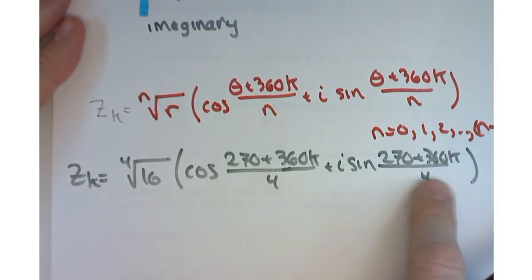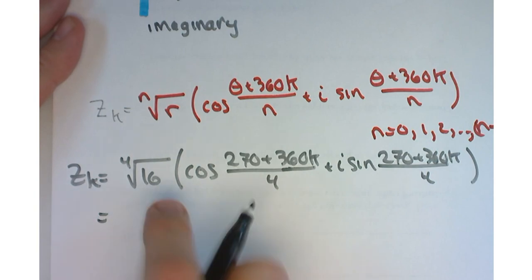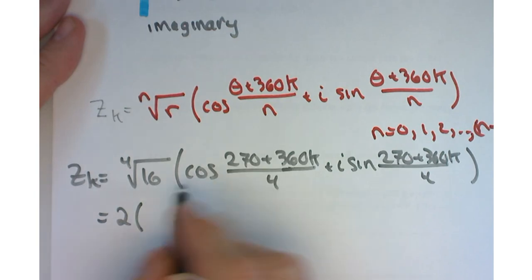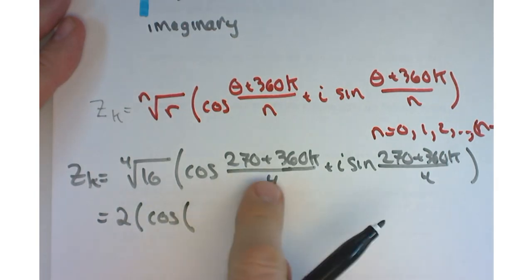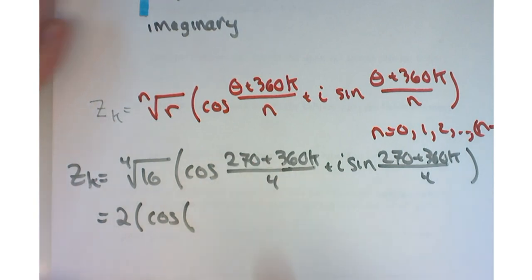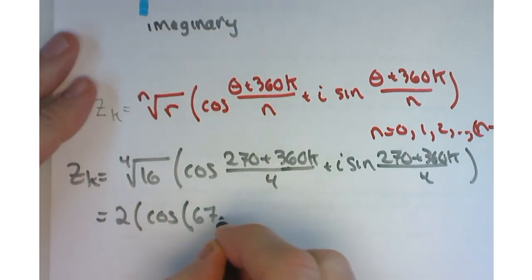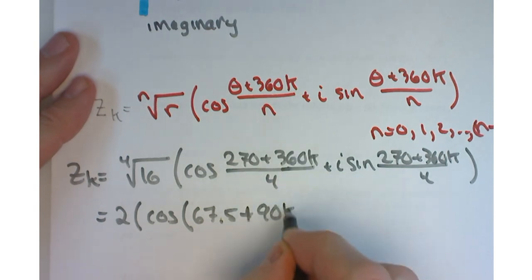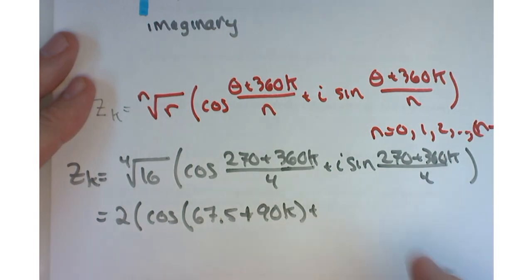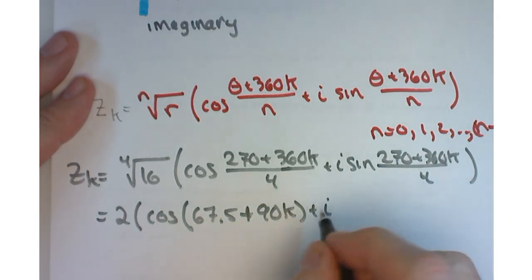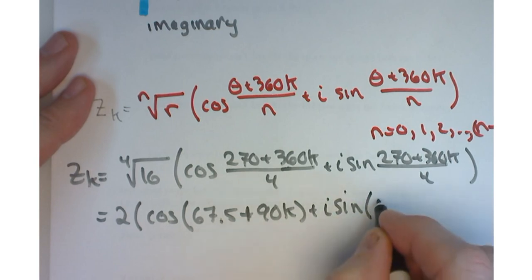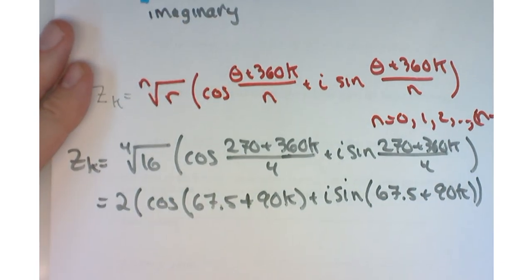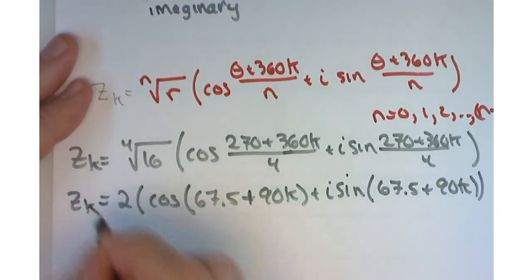Now before I start writing down the individual values, it's worth a moment to simplify this as much as possible. The fourth root of 16 works out to be 2. This is going to be cosine of, 4 divided into 270 is going to go 67.5 times. 360 divided by 4 is going to go 90 times, so plus 90k. And then the second part, you don't have to think about. This angle and this angle are going to be the same. It's just going to be i sine of 67.5 plus 90k. So that's our z sub k in general.